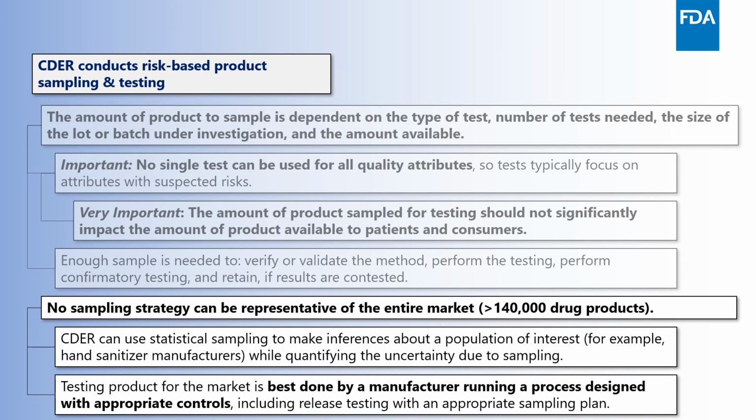With more than 140,000 drug products in CEDAR, no sampling strategy can be representative of the entire market. At times, CEDAR conducts proactive studies that use statistical sampling to make inferences about a targeted population of interest while quantifying the uncertainty due to sampling. For example, this strategy was used recently to sample hand sanitizer manufacturers. Testing the quality of product for the market is best done by a manufacturer running a process designed with appropriate controls, including release testing with an appropriate sampling plan.